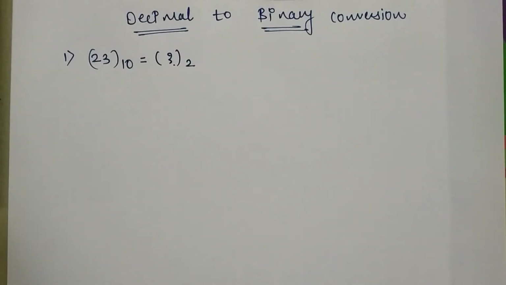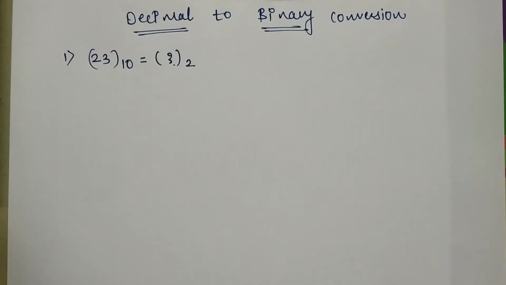Hello students, today we'll discuss how we can convert a given decimal number into an equivalent binary number. As we know, in the decimal number system the base of the system is 10, and in the binary number system the base of the system is 2. To convert a decimal number into an equivalent binary number, we have to use the double method.